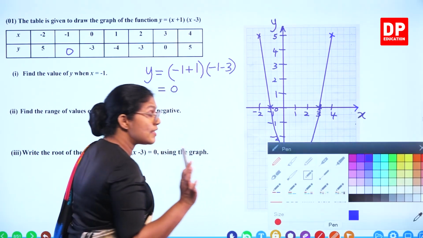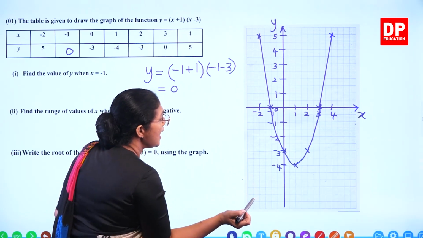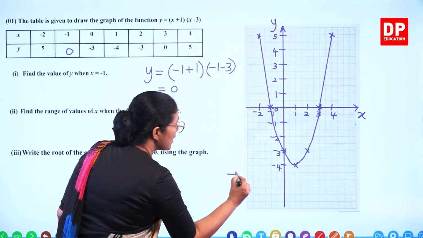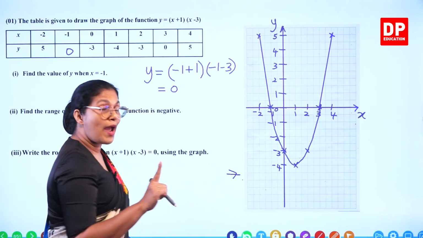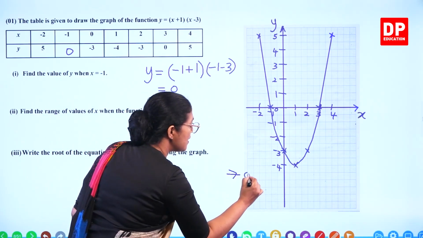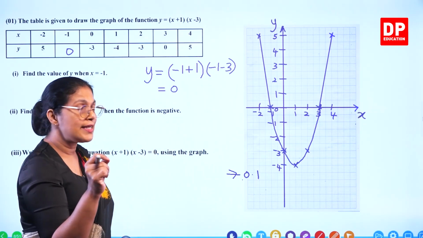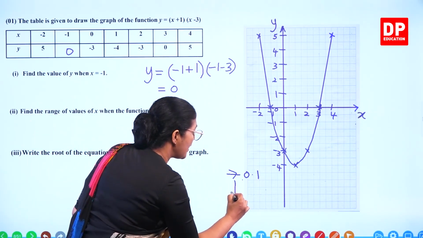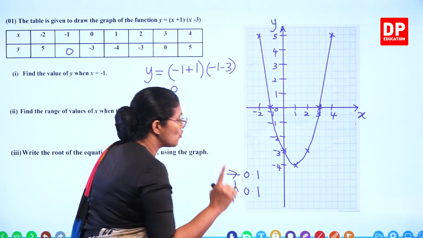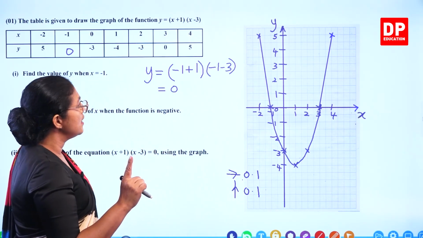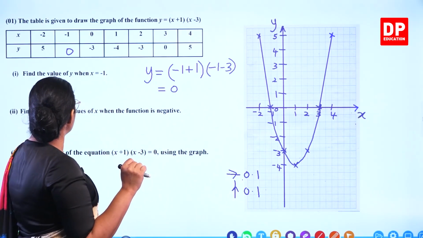So let's write down the scale first. So scale is, we took 10 squares for 1 unit. So that means 1 over 10, that's 0.1. That means a very small square is 0.1. Then the y-axis is also 0.1. 10 squares, 1 unit. Now we'll answer the question.